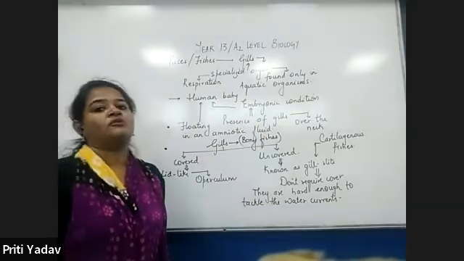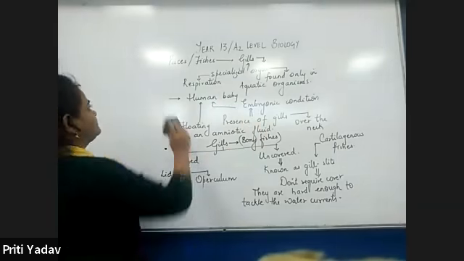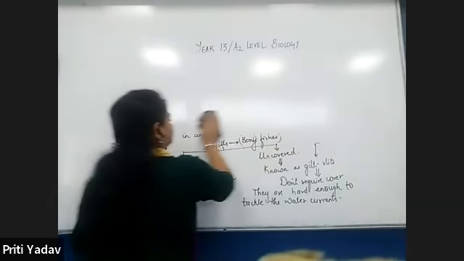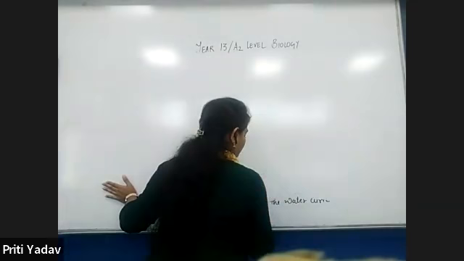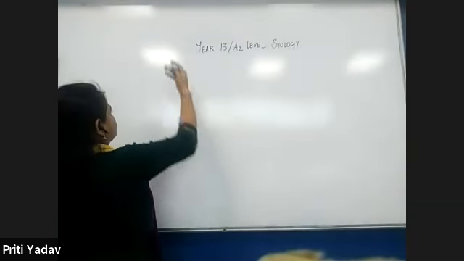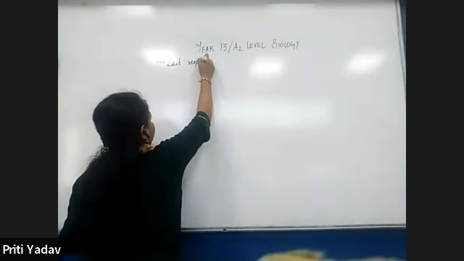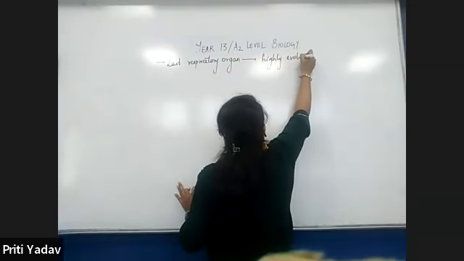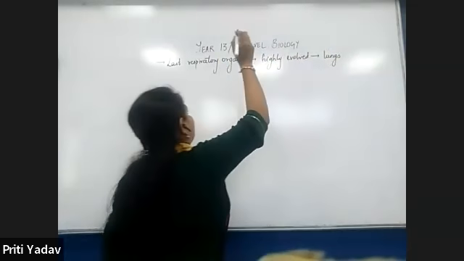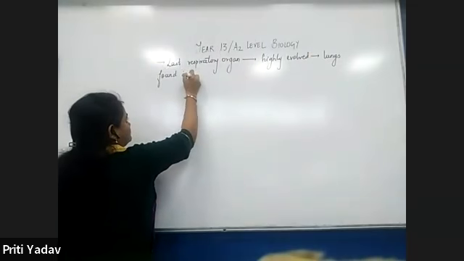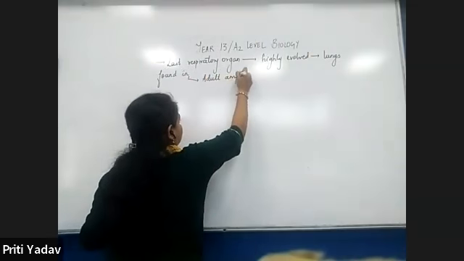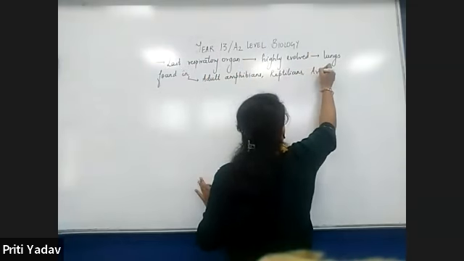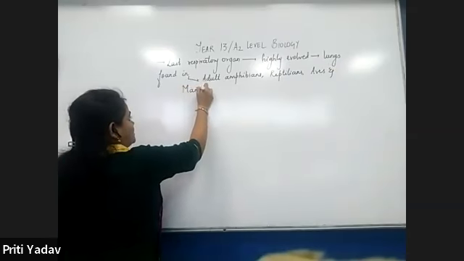Now we'll move ahead with the evolution of gills into lungs. The last respiratory organ, which is highly evolved, is lungs. And it is found in most of the categories. Adult amphibians, reptilians, apes, and mammals. Anyway, mammals are the highly evolved organisms.